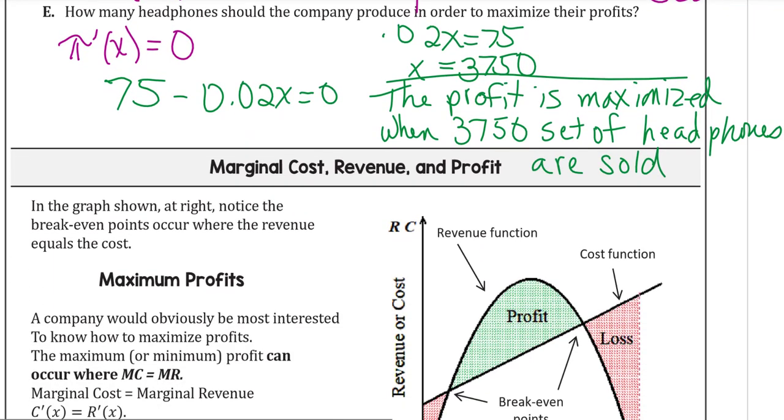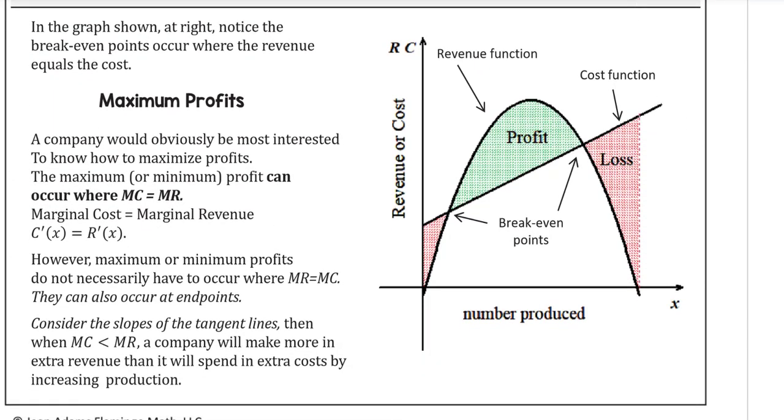Okay, next. So let's take a look at this graphically, our marginal cost, revenue, and profit. And this is a very nice picture here. So in the graph, notice the break-even points occur where revenue equals cost. So they're marked there. And so right here and right here, we have revenue, which is the parabolic curve, and our cost function is, in this graph, a linear curve. So those two break-even points.